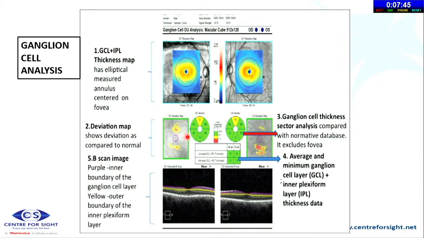Then we come to the deviation map. It shows deviation as compared to the normal. And then comes the ganglion cell thickness. It has been compared to the normative data, and this excludes the fovea, right? And then comes the average and minimum ganglion cell layer, inner plexiform layer thickness data, which has been given out here. And we've got the B-scan image, which is present below.